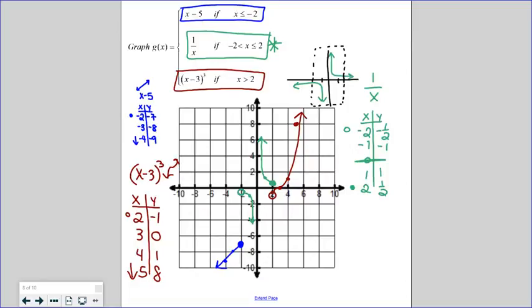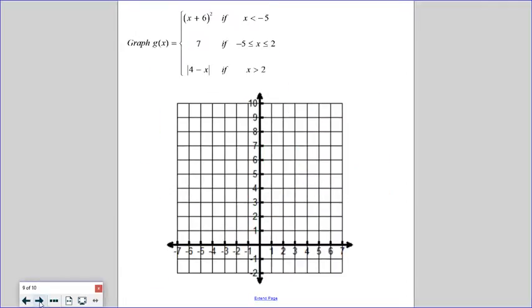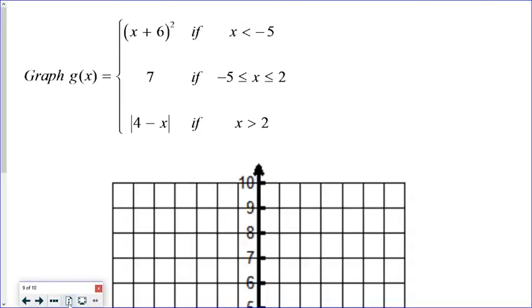Questions on that? Okay. The last one I'm going to let you try on your own. Work ahead of me. So I'll zoom in here on those 3 functions. I will come around and help.